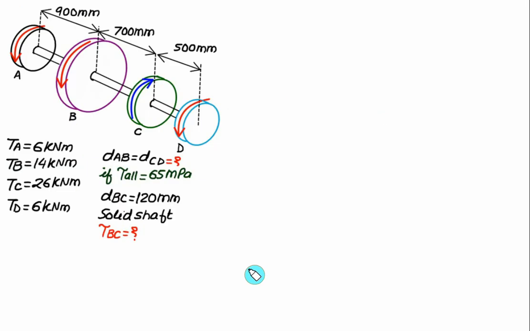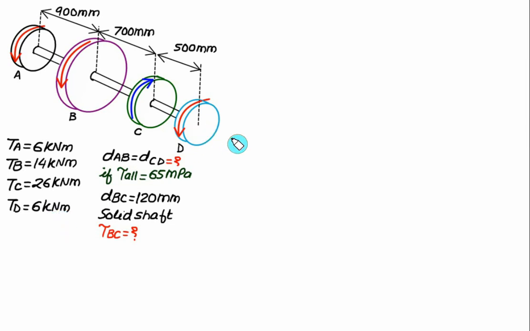We have provided here this figure, and we have given the distances between the points A, B, C, D. These are the gears here, and the corresponding torque is also given. At A we have torque equal to 6 kilonewton meter. At B we have torque equal to 14 kilonewton meter. At C we have torque equal to 26 kilonewton meter. At D we have torque equal to 6 kilonewton meter.